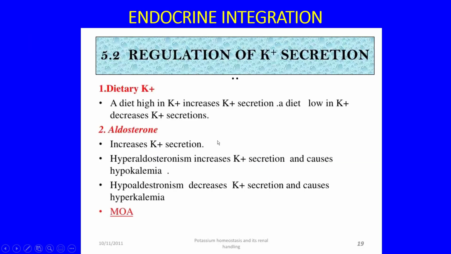Now, there's a nice chart I grabbed. I found this and I thought, well, this kind of summarizes things. Dietary potassium: a diet high in potassium increases potassium secretion, and a diet low in potassium decreases potassium secretion. Aldosterone increases potassium secretion. Hyperaldosteronism will increase potassium secretion and cause hypokalemia, in other words, low serum potassium. Hypoaldosteronism will decrease potassium secretion and cause hyperkalemia. Hyperkalemia is when you have very high levels of potassium in the blood, and this can be very disruptive as well.